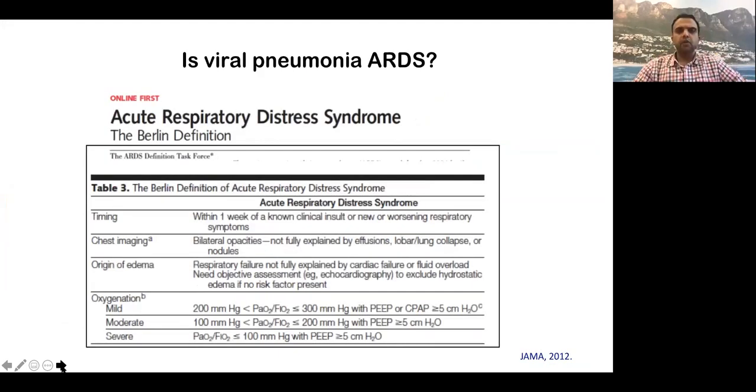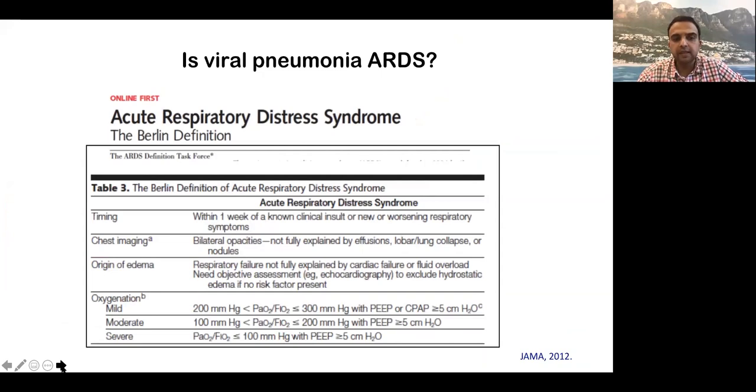So just to put the definition of ARDS up there. The definition of ARDS has 4 components. One is timing: when you have this ARDS-like illness, it should have happened within 1 week of an inciting illness. The chest imaging should be consistent with ARDS. The edema should not be cardiac in origin, so you should have ruled out cardiac failure.